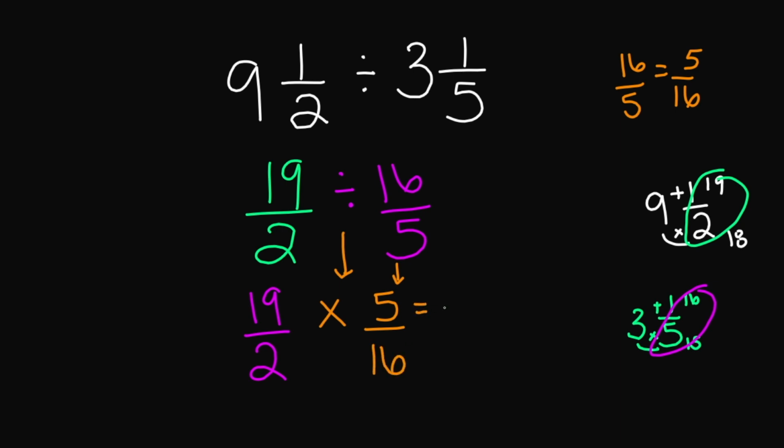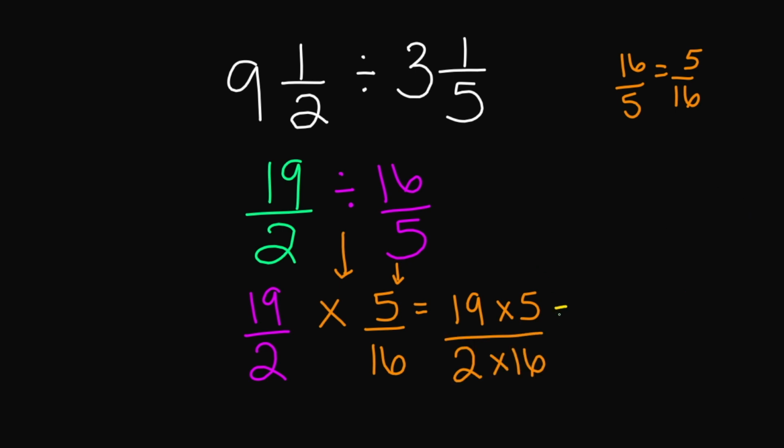My numerator, we have 19 times 5. 19 times 5 is 95. 2 times 16, this is going to give us 32. Since I have an improper fraction, let's go ahead and turn this back into a mixed number.